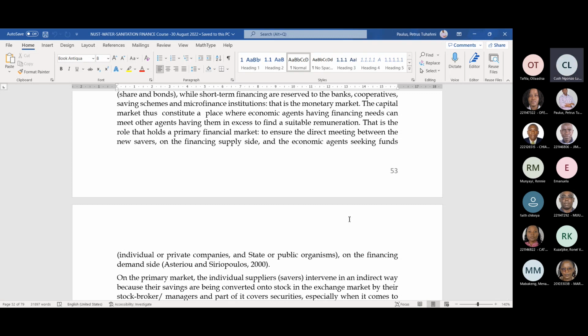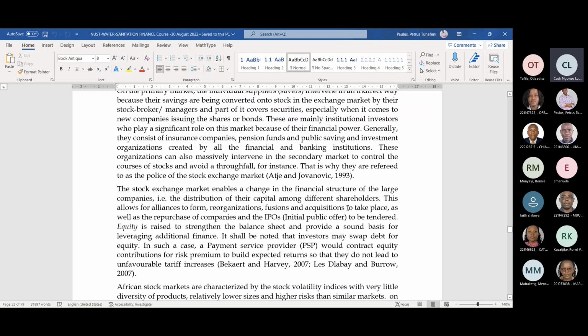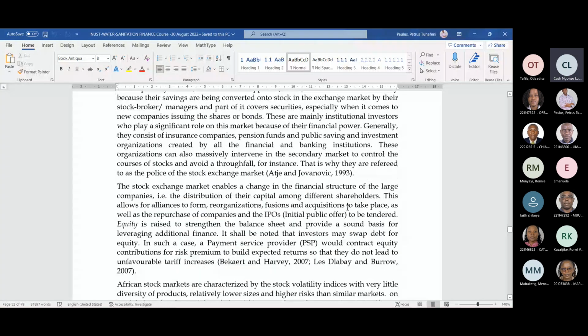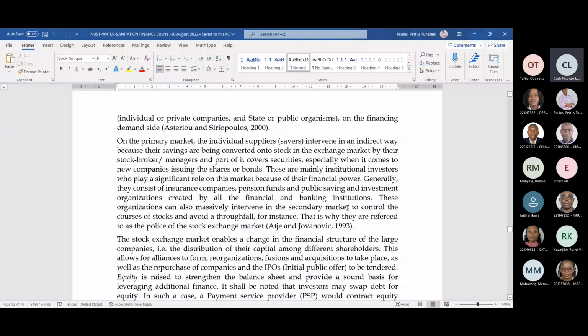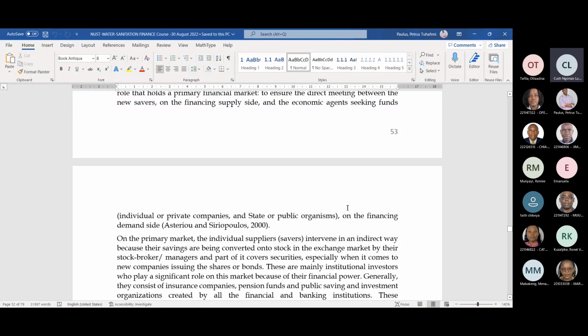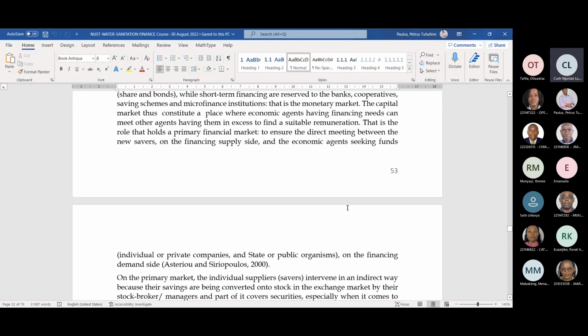Do we have examples of this exchange in the stock exchange market? Yes, we have some examples. For instance, most governments issue what they call IPOs, initial public offers. They do this by forming alliances, and when it comes to private companies, the corporates also do it by forming alliances, reorganization, fusion, and acquisition. But governments also issue IPOs, initial public offers, to be tendered in the stock exchange market.